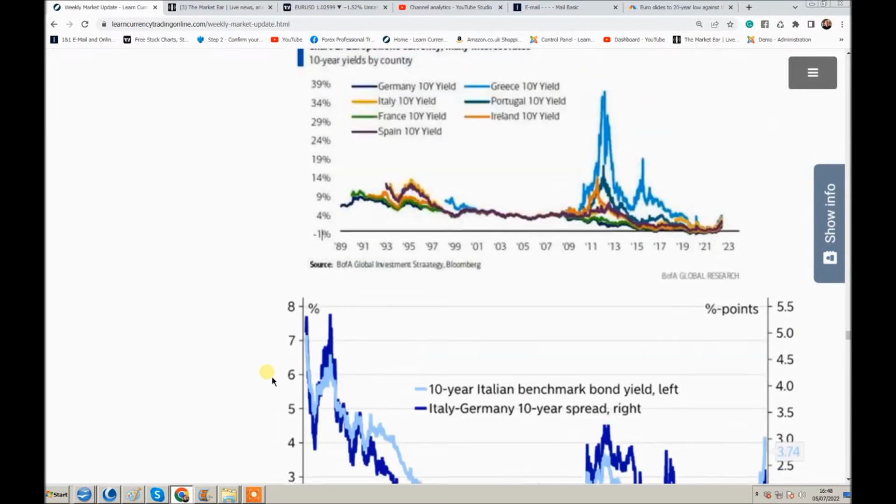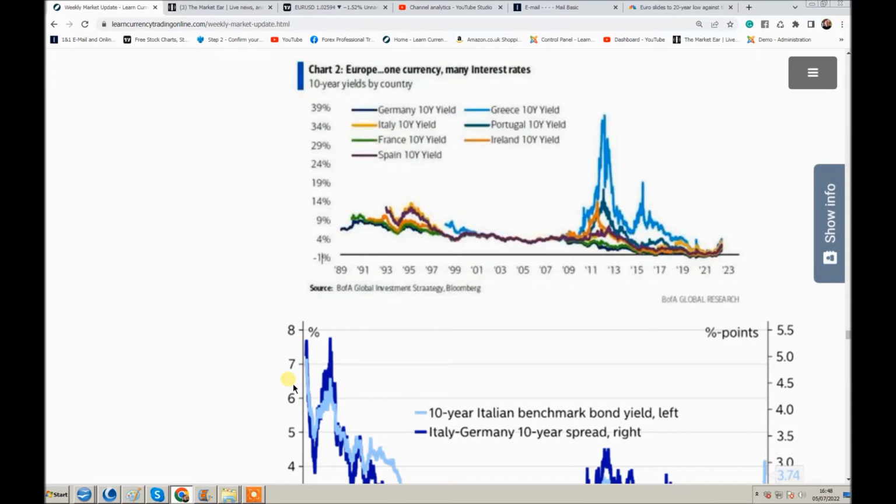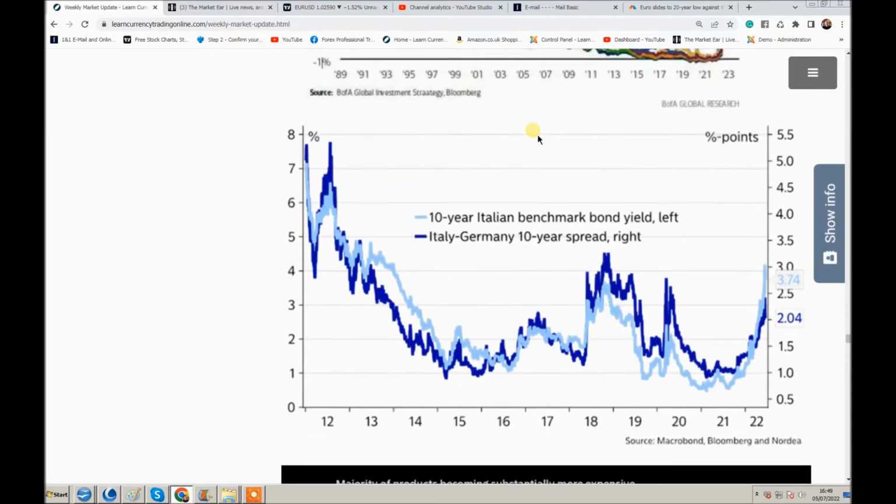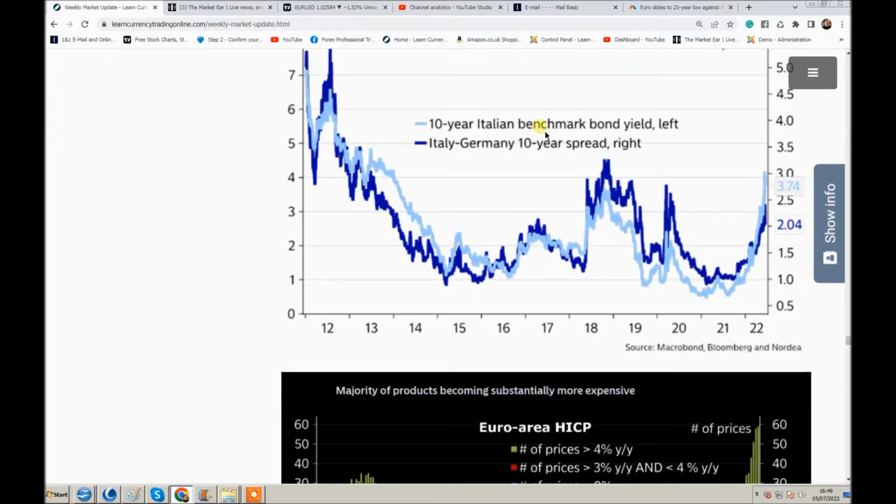Sorry, let me find them. Okay, you've got one currency, as it says here, many interest rates. You do. Okay, the ECB raise interest rates. Borrowing costs in terms of bonds are different in different countries. The interest rate goes up, so do bond yields. Now, Germany can take higher borrowing costs, but not Italy. Okay, really weak nation. So, can the ECB raise rates?